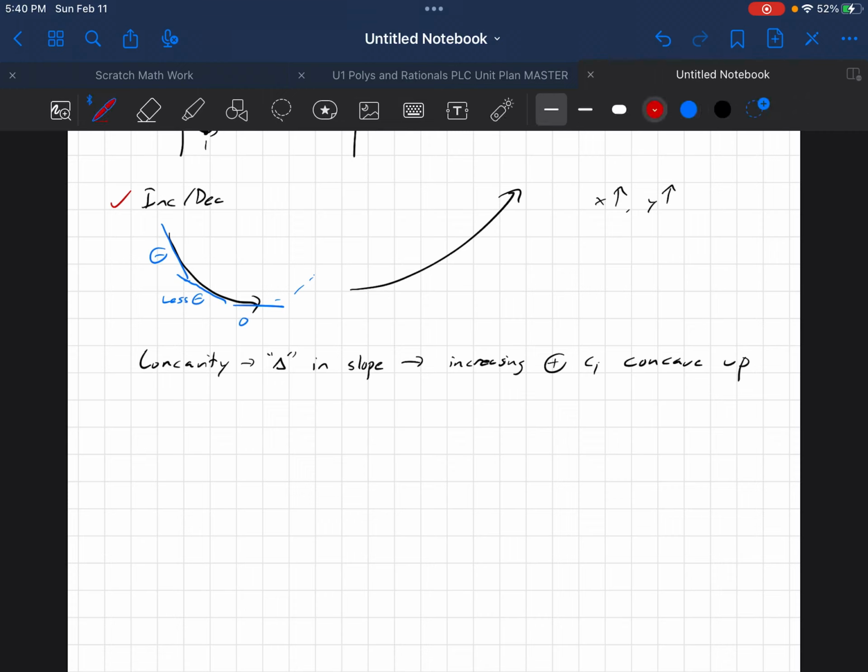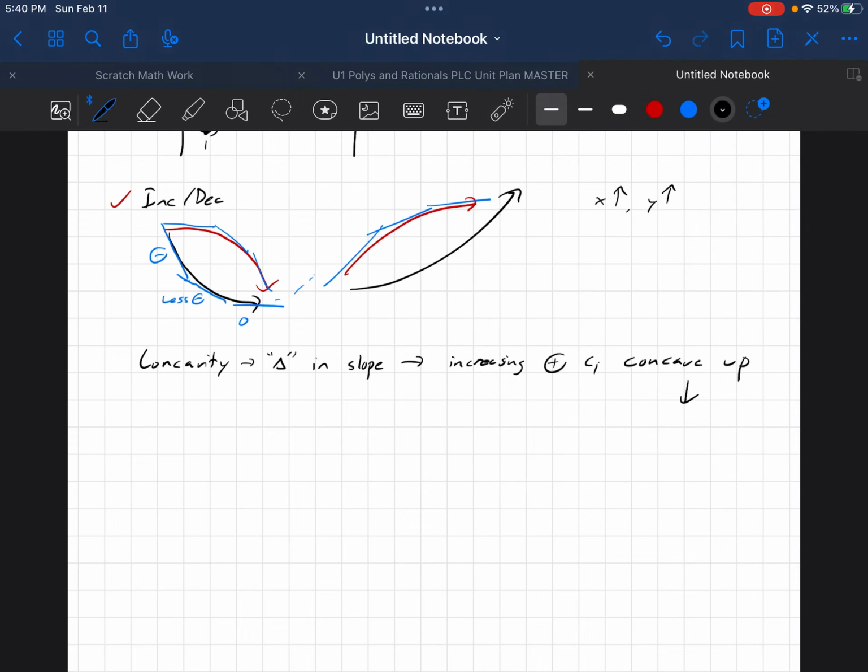Concave down, well, let's do it this way. Here's that graph that I just drew. This is increasing but concave down, because as we go left to right, the slope is getting less positive. Hopefully you can see that. So here it's, I don't know, but it's flattening out. And if we want decreasing and concave down, it looks like that. So 0, more negative slope.